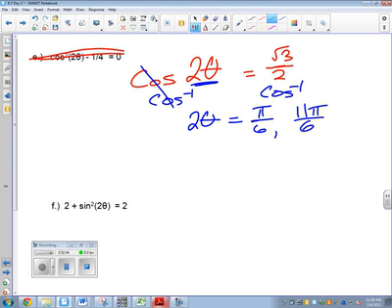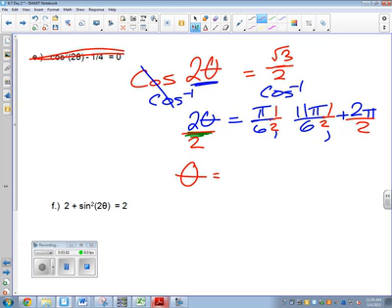Since there is a number in front of my theta, I also need to include the period length, plus 2 pi. Now I'm going to start to solve. Divide everything by 2. So it's like multiplying by 1/2. We're dividing by 2. So my answer is theta is pi over 12 and 11 pi over 12.